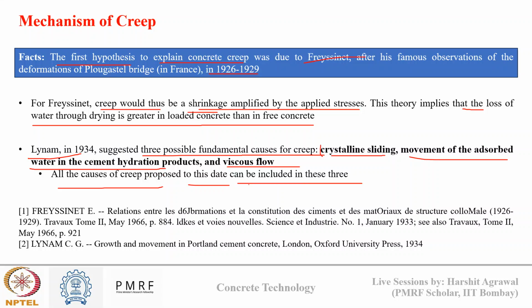Whatever we understand about creep, whatever different theories are present about creep, can be summarized in these three points first proposed by Lyman in 1934. If anyone wants to dig deeper into the theories of these two researchers, I have mentioned the references of their articles, which you can search and have a look at.